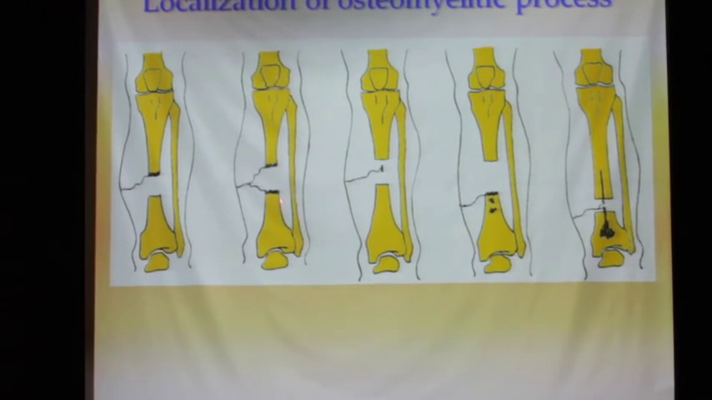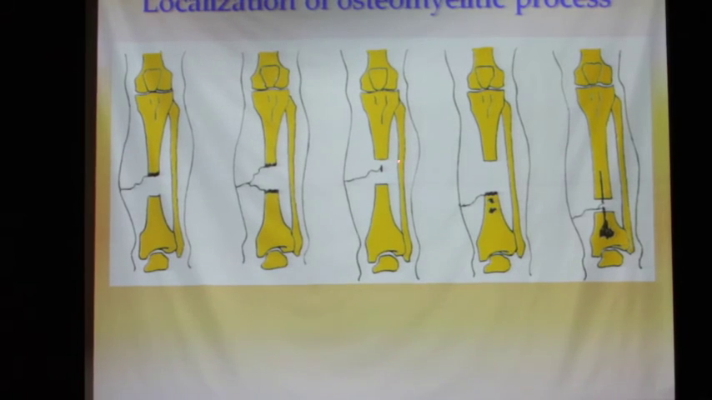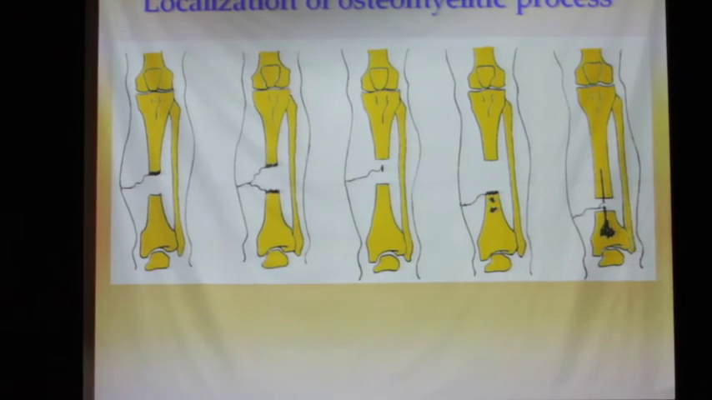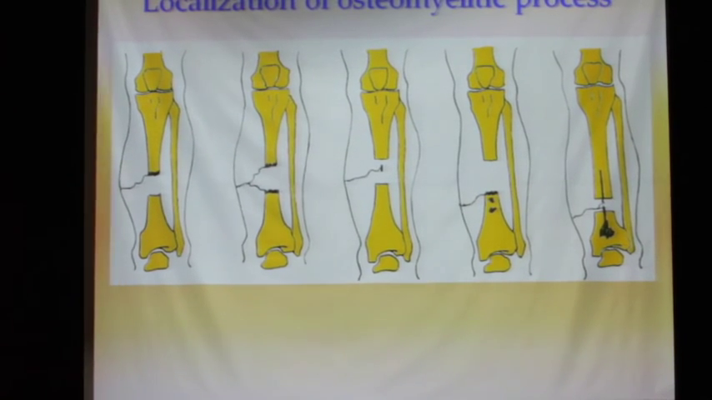Number 2, it may go into the bone, both sides. Number 3, the bone may not be involved, and the infection may be here. And number 4, it may be here only, or it may be the whole of the bone. So before that, you should have a clear idea where the infection is.